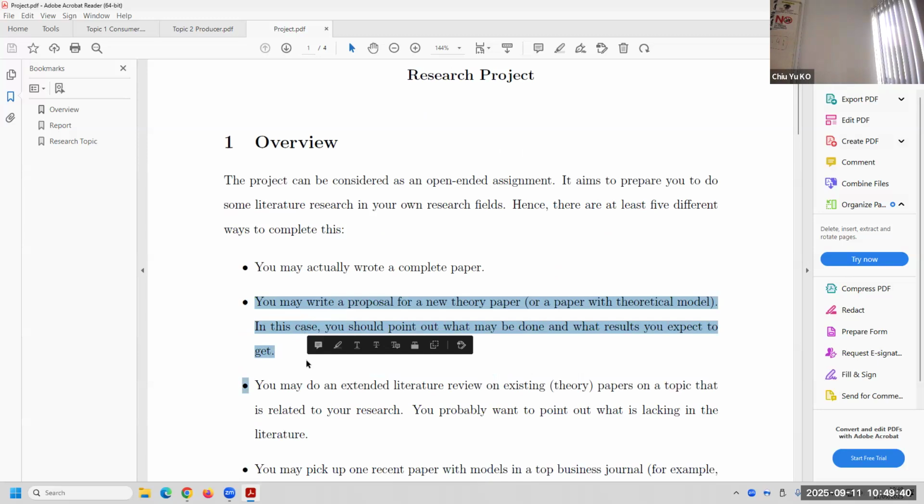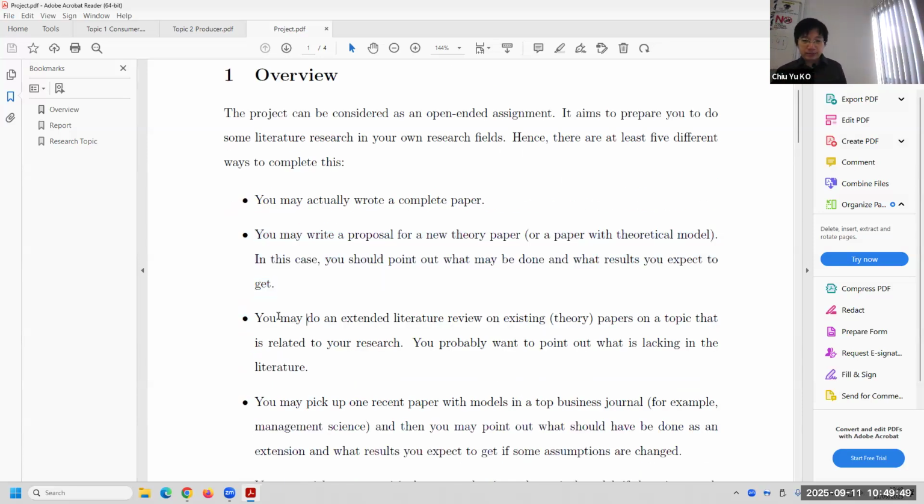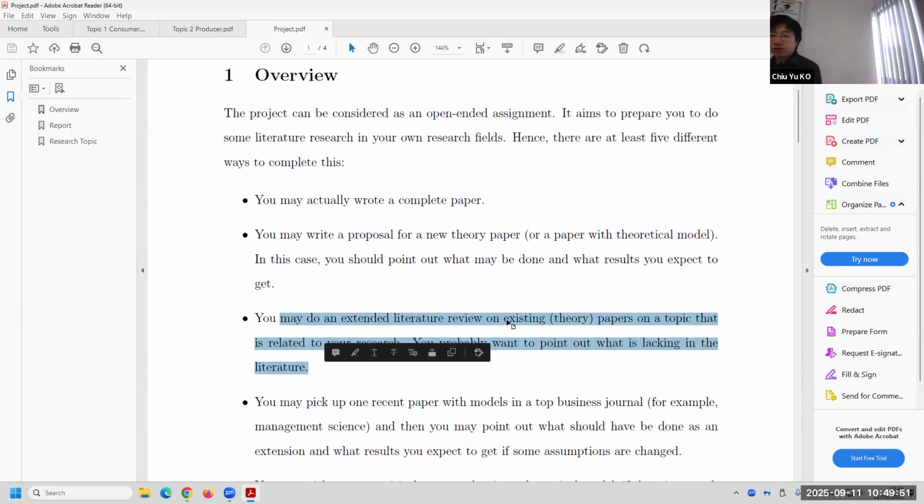And that's okay. You don't have to do the complete paper. As long as you describe what you're doing and what you expect to get, I think it's fine. And if you don't have the confidence to write a model, you can even do something simpler. You can look at the theory papers there, summarize what they are, point out what they haven't done, and what you might be doing. That's also fine.